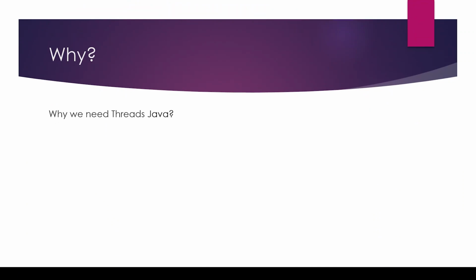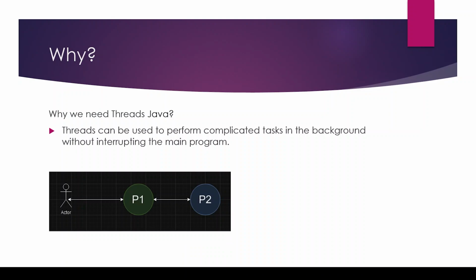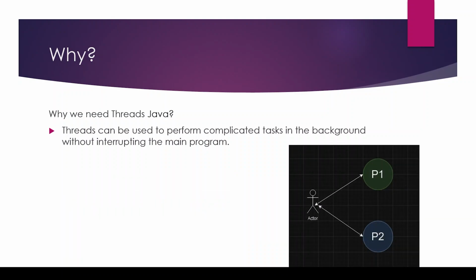So why do we need threads in Java? Threads can be used to perform complicated tasks in the background without interrupting the main program. For example, we have two tasks, P1 and P2, and suppose P1 is a heavy task that takes a lot of time to execute and P2 is a lightweight process. But Java executes on a single thread, so P2, which is a light task, will wait until P1 is executed successfully. To avoid this, we can introduce threads, which will be used to execute both processes in parallel at the same time. So now let's try to understand threads in Java by practical implementation.